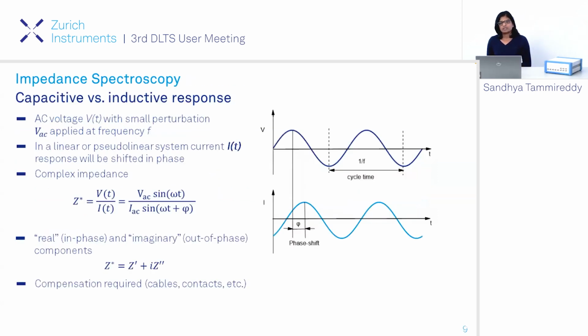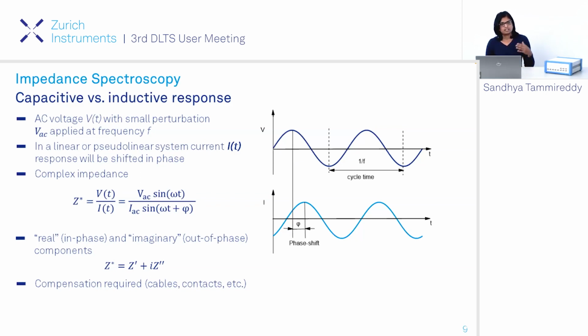So impedance spectroscopy in general is a pretty straightforward approach. You apply an alternating voltage and vary the frequency of your voltage signal. In a linear or pseudo-linear system, your current response behaves analogous to the voltage signal, however with a shift in phase. Depending on whether your current response lags or leads the voltage signal, you would observe either a capacitive or inductive type of response. And that's what this instrument does.